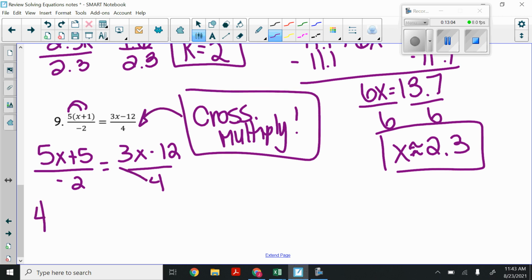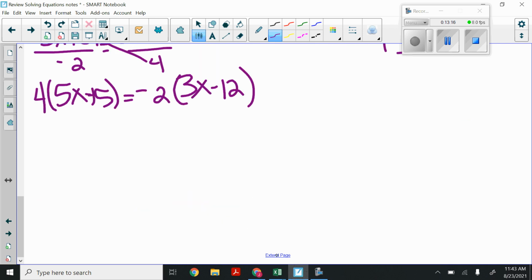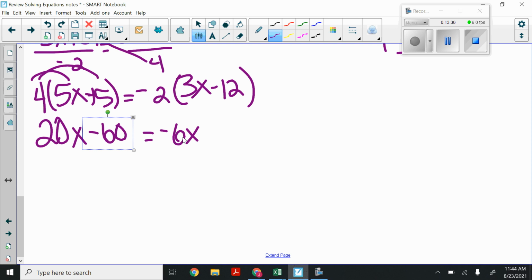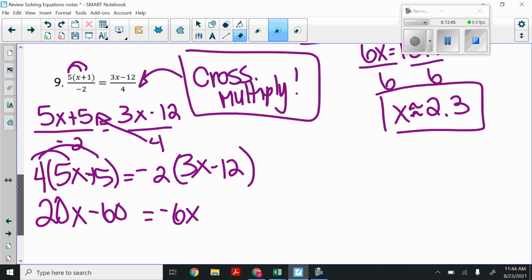So here I would have 4 times 5x plus 5 equals this denominator, negative 2 times this numerator, 3x minus 12. So now I need to distribute. So 4 times 5x gets me 20x. Oh, sorry, I need to go back to that. Let me see.